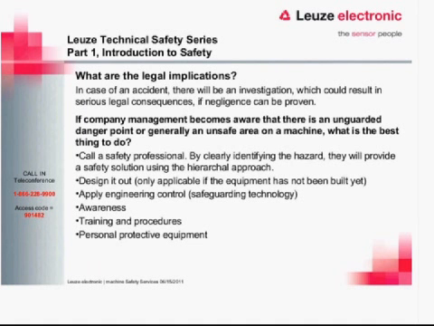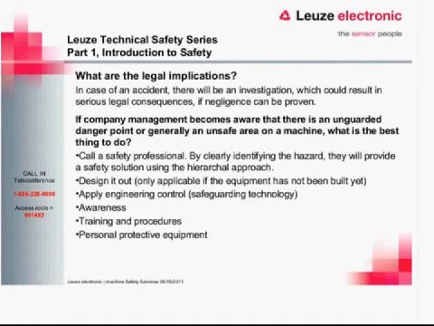So what are the legal implications of having an unsafe work environment? Well, if there is an accident, there will almost always be an investigation, depending on the severity of the accident, which could result in serious legal consequences if negligence can be proven. So if you're in a company and your management becomes aware that there is an unguarded danger point or generally an unsafe condition on a machine, what's the best thing that you can do?